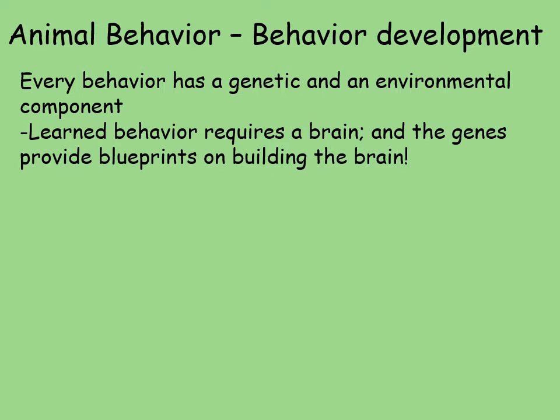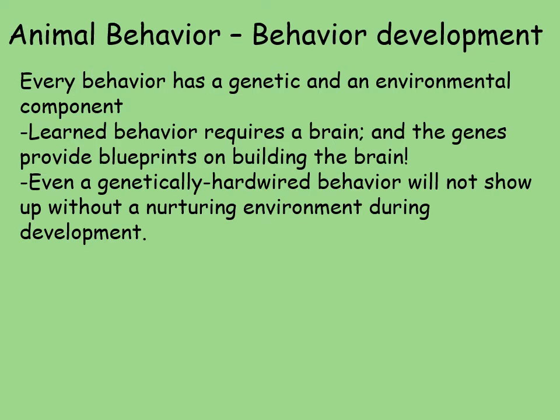Oftentimes, there are particular parts of the brain that are receptive to signals from the environment to learn behavior. There might be a certain time period in the development of the animal where these parts of the brain are flexible and can pick up on behavior, like learning a language. So this capacity to learn a language or to carry out a behavior is part of the genetic instructions of the animal. And even a behavior that's genetically hardwired, that doesn't have to be learned, will not actually show up unless you have a nurturing environment during development.